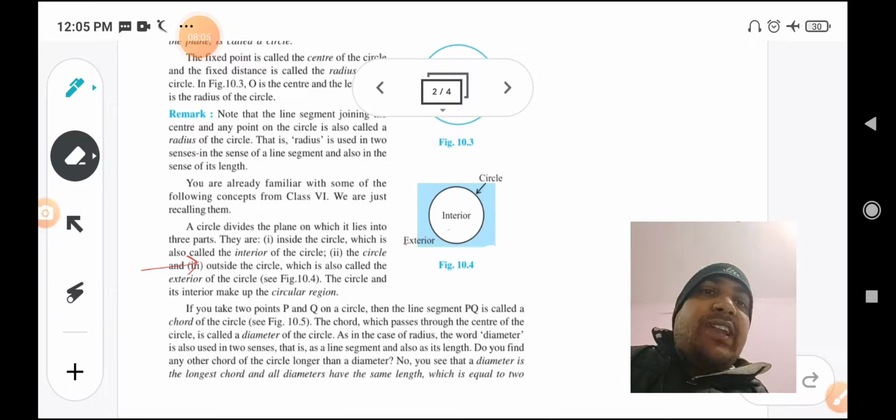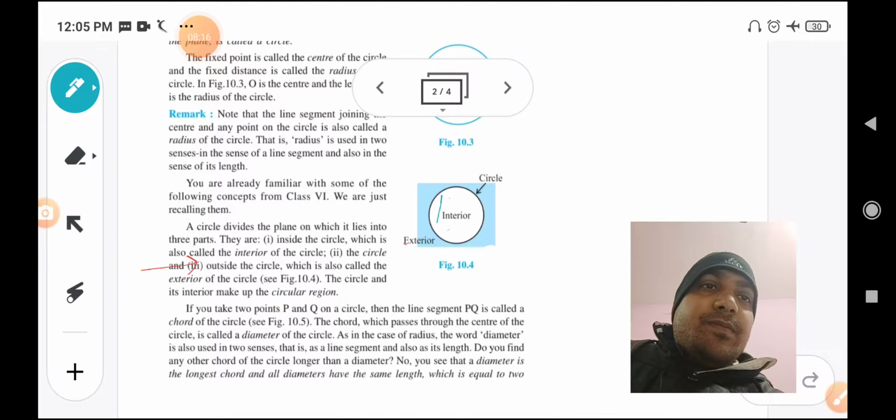The circle and its interior make up the circular region. What is the circular region? This is the circle and the interior. These are known as circular region, right? Okay.